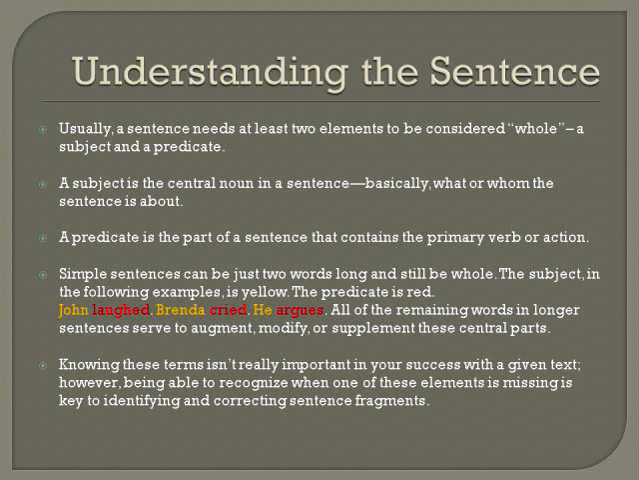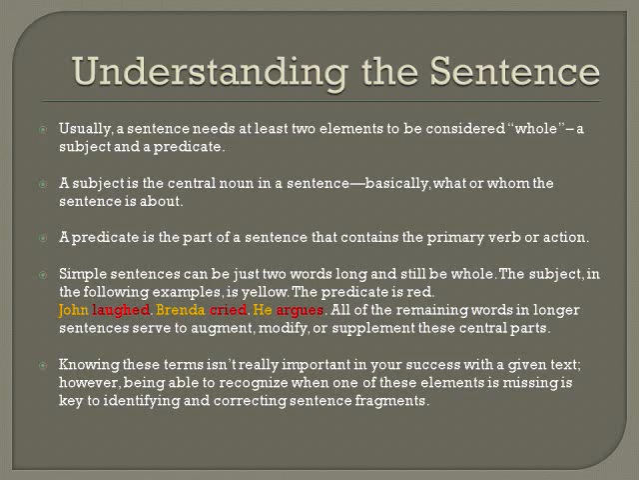So usually a sentence needs at least two elements to be considered whole. Those two elements are a subject and a predicate. You probably remember hearing about these in elementary school. A subject is the central noun in a sentence, or a primary noun in the sentence, if you want to call it that. Basically, what or whom the sentence is about. A predicate, on the other hand, is the part of the sentence that contains the primary verb or action. So simply put, a sentence needs to be about something, and there has to be something occurring in the sentence for it to be whole.